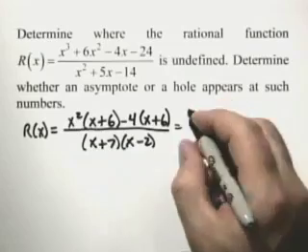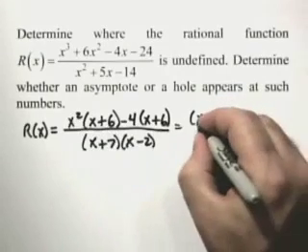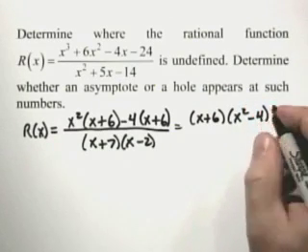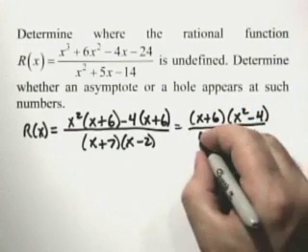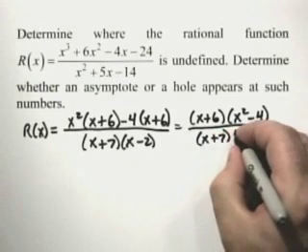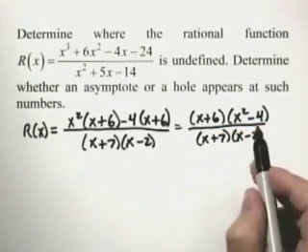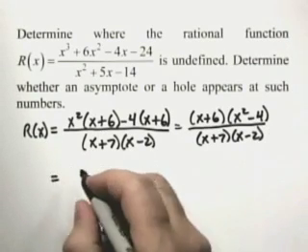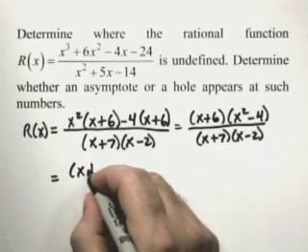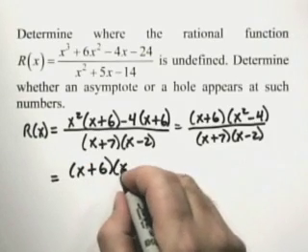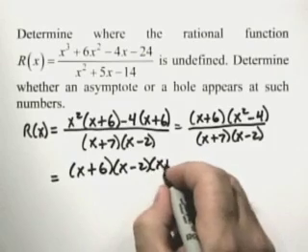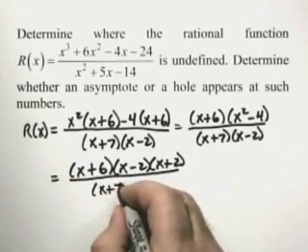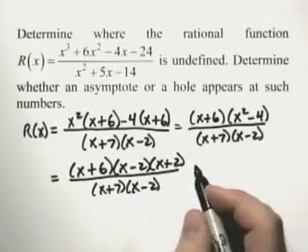In our numerator we can pull out the common factor x plus 6, so we'll have x plus 6 times what's left, which is x squared minus 4. And we rewrite our denominator, x plus 7 times x minus 2. Now here x squared minus 4 is the difference of two squares. We can go ahead and factor that a little further. So we have x plus 6 times x minus 2 times x plus 2, all over x plus 7 times x minus 2.